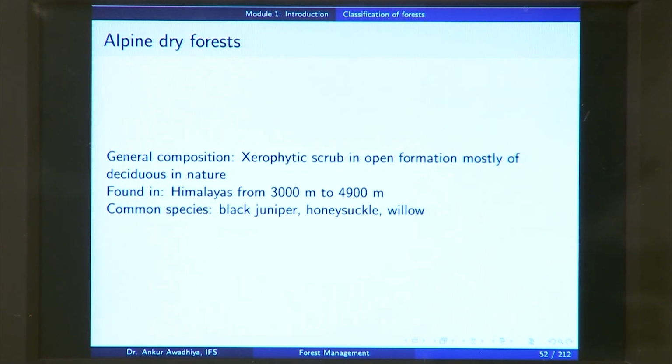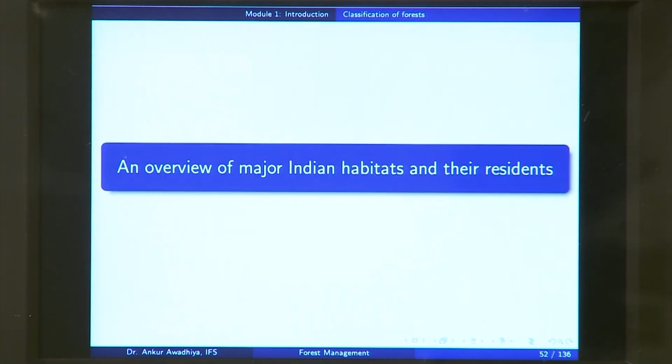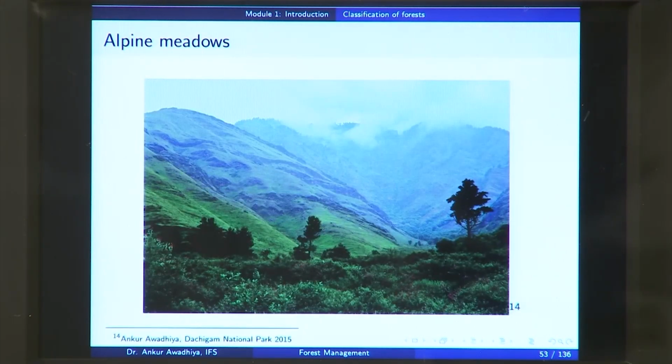So, how do these forests actually look like? Let us have an overview of the major Indian habitats and their residents. We begin with the alpine meadows. This picture is from Dachigam National Park in Jammu and Kashmir.